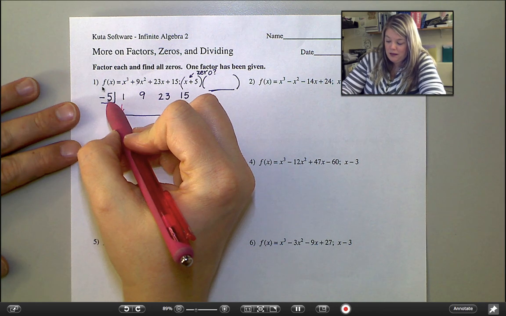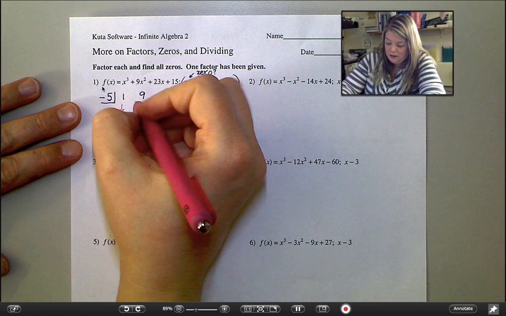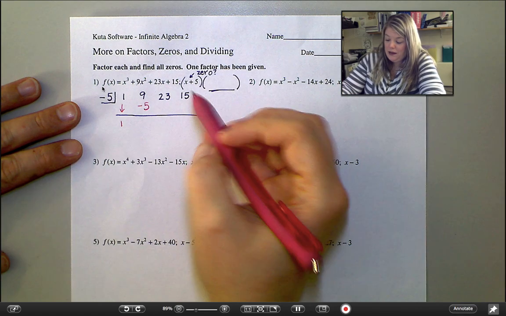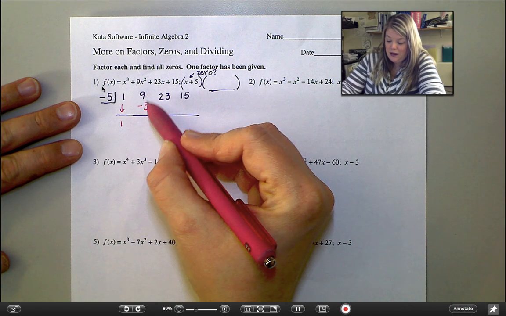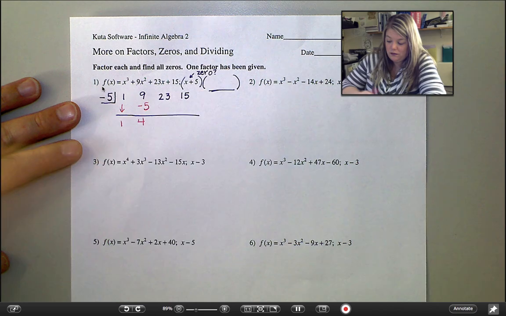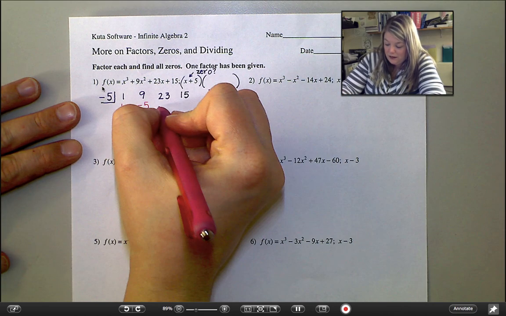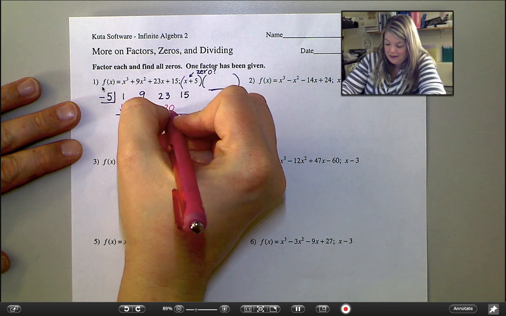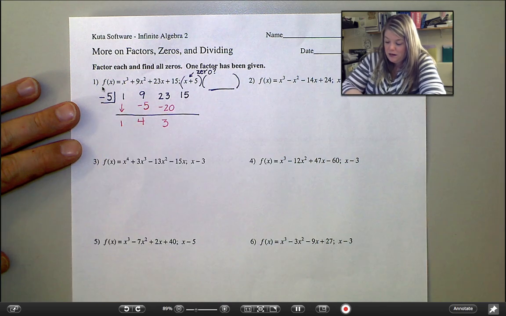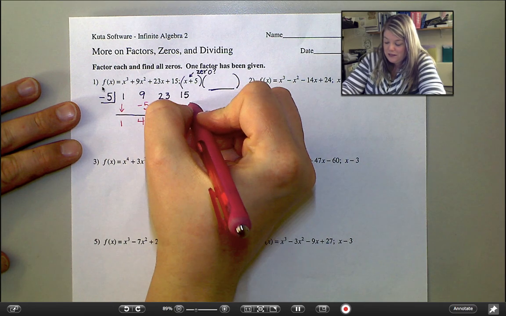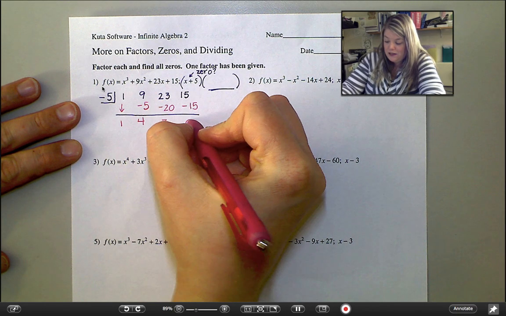Now I'm going to multiply. Negative 5 times 1 is negative 5, and that's going to go right here, okay? And then I'm adding together up and down. So 9 plus negative 5 is 4. Now repeat. Negative 5 times 4 is negative 20. Add together with this one, and I get positive 3. Negative 5 times 3 is negative 15, and when I add that to the regular 15, I get 0.